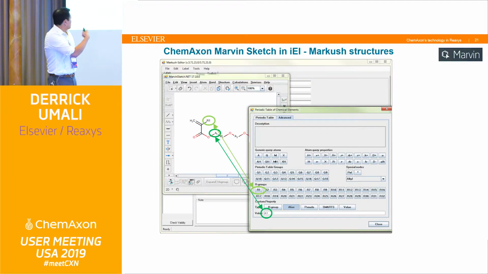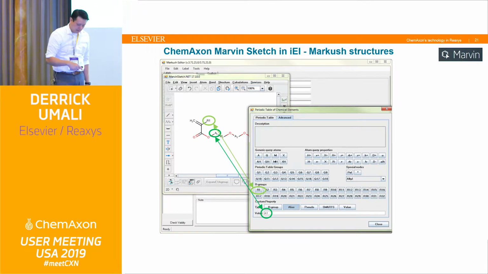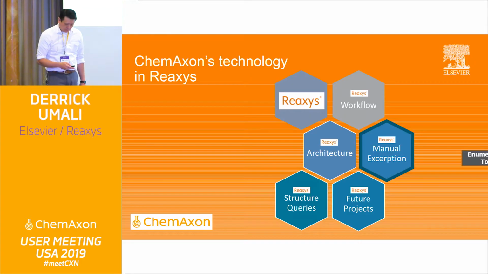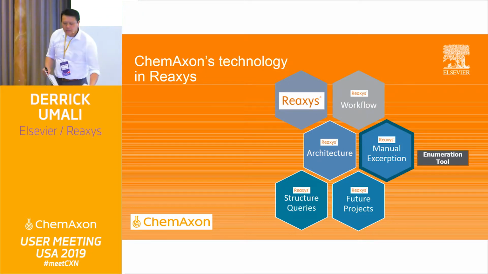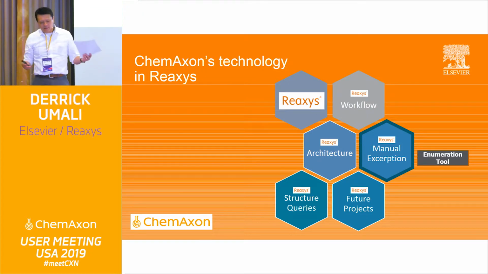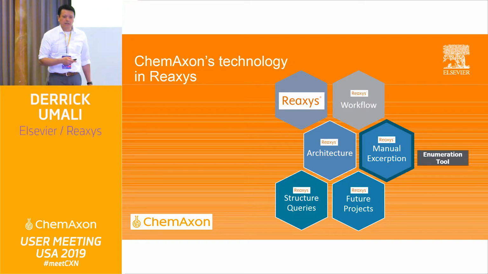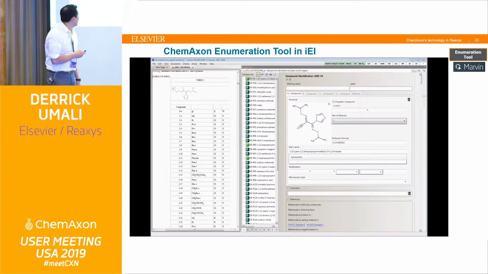So in Marvin Sketch, we're drawing the predefined R groups, and then we're also using different aliases to signify the compound on that Markush structure. And then going into the manual excerption, really, how do we come up with that table? How do we make that work-intensive process a little bit more manageable? We're using the enumeration tool in ChemAxon.